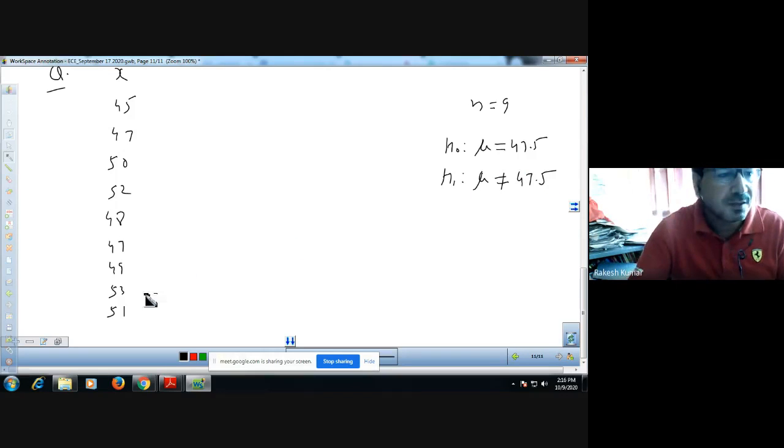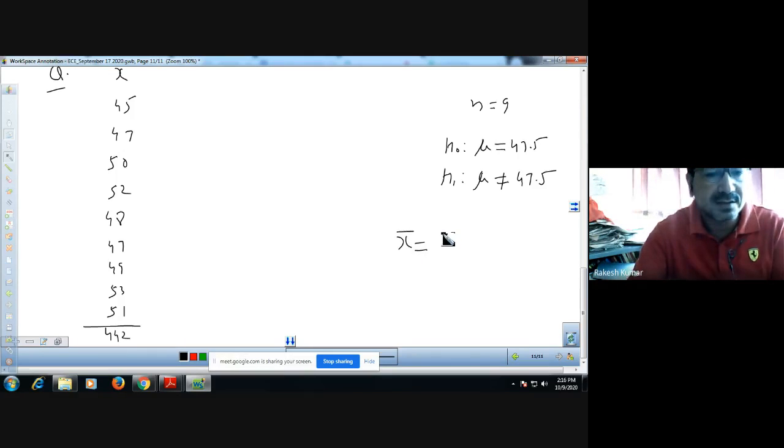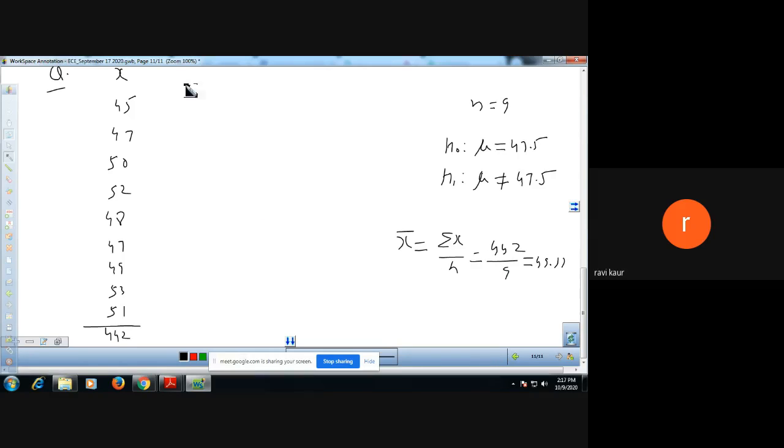Now you can find the sum of this, and you can calculate the average of this sample, that is sigma x upon n, and it is 442 over 9, and that will be 49.11 after calculating the average. And you can find the mean deviation from the mean value, because we need to calculate x, and for calculating this we have the formula x minus x bar square.